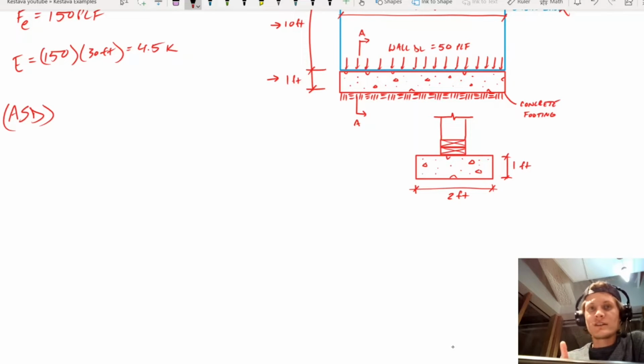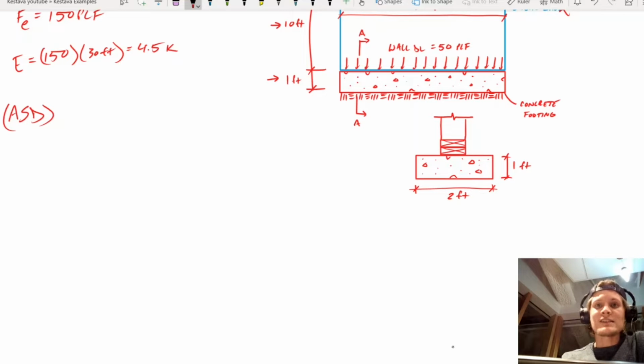So that's the first step. With that, we definitely want to stay in ASD, because in the NDS they give you capacity criteria depending on the type of sheathing and nailing pattern that you choose, and it's all in allowable capacity. So we want to match those. We don't want to mix them up or else it's going to get really confusing.